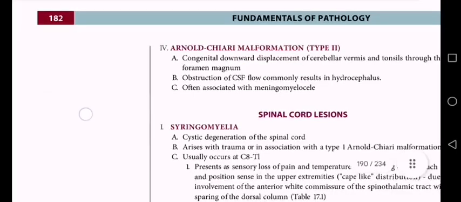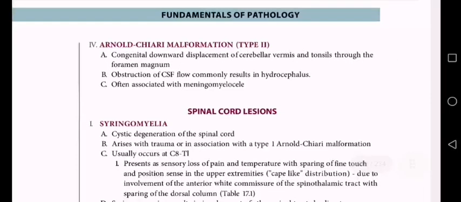Now here in Arnold-Chiari malformation, which is type 2, there would be a congenital downward displacement of cerebellar vermis and tonsils through the foramen magnum. Obstruction of CSF flow commonly results in hydrocephalus, often associated with myelomeningocele, which is meninges and spinal cord, and that's a pop-up quiz that I'm going to ask you at the end.